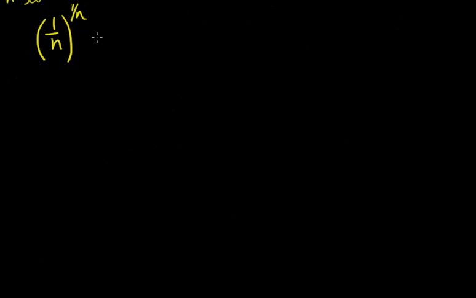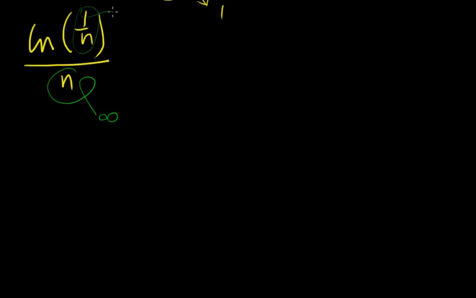Another example, 1 over n to the 1 over n. Well, I think I would write this as 1 over n to the 1 over n. And we have already seen that this goes to 1, so the whole thing will become 1. Let's do one more example.